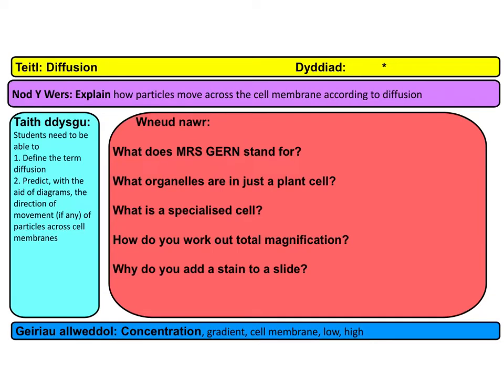Right, hello, this is a lesson about diffusion. If you are using your class notebook, you should be able to just fill in the do now activity. If you're doing it on paper, can you please make sure that you note down your keywords, concentration gradient, cell membrane, low and high, and that you note down your title, which is diffusion, and whatever the date is for you. Okay, we're going to have a look at something called diffusion, and the learning objective for today: explain how particles move across the cell membrane according to diffusion.